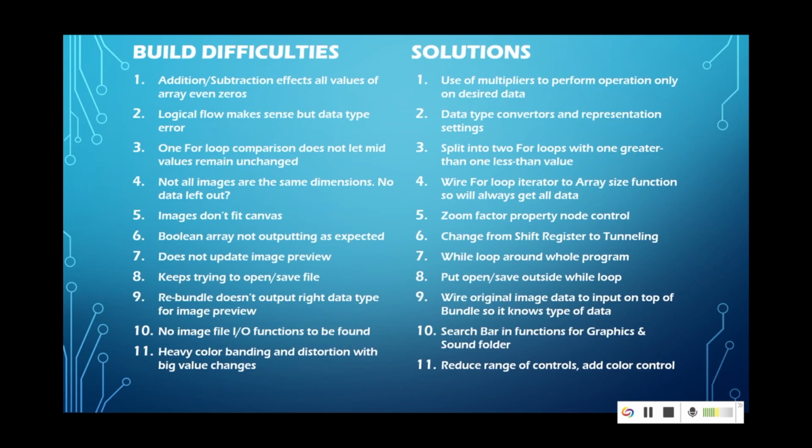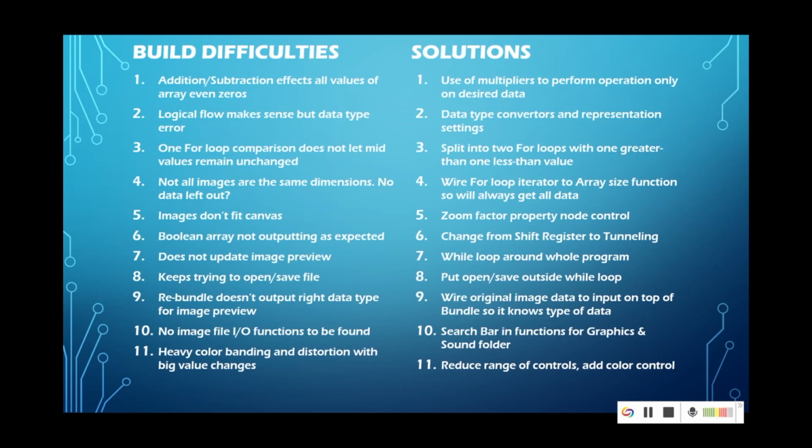Another one is that the for loop original design I was trying to only do with one, but what it meant is that I could not isolate only highlights and only shadows, but that the mid value data would be changed as well. So I ended up having to split the for loops.